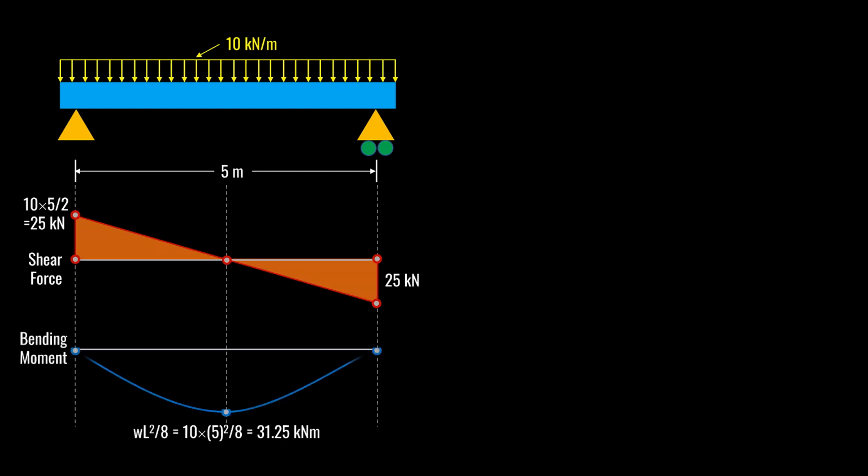Bending, on the other hand, will have WL square over 8. W is 10, L is 5. We get 31.25.